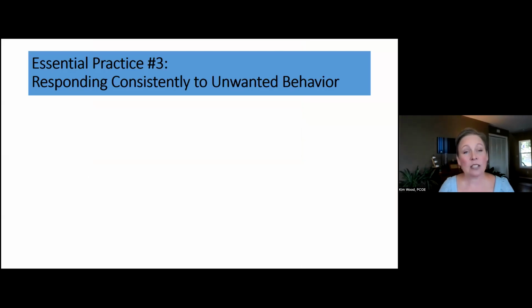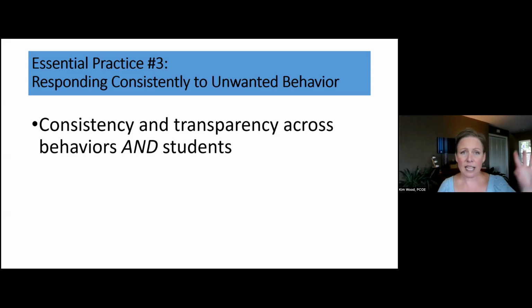Okay, so some tips about this piece. We already have our expectations. This is for when unexpected behaviors occur or students aren't following the expectations. Same thing here. The key is consistency and transparency across behaviors and students. One of the big things that schools all across the nation will find is if they don't have a progressive discipline chart or a system for responding consistently, you'll start seeing disproportionate outcomes across your students. The data shows that you'll see some marginalized student groups getting higher rates of discipline or lower rates of certain opportunities. So that is one huge outcome if we don't have this in place.